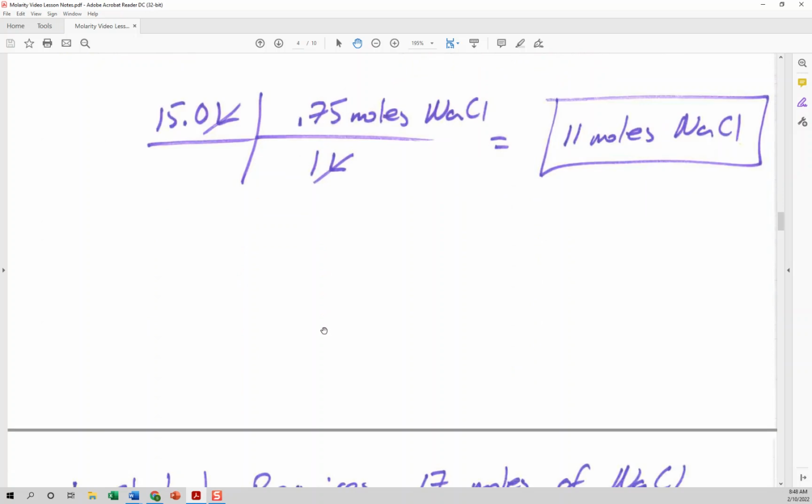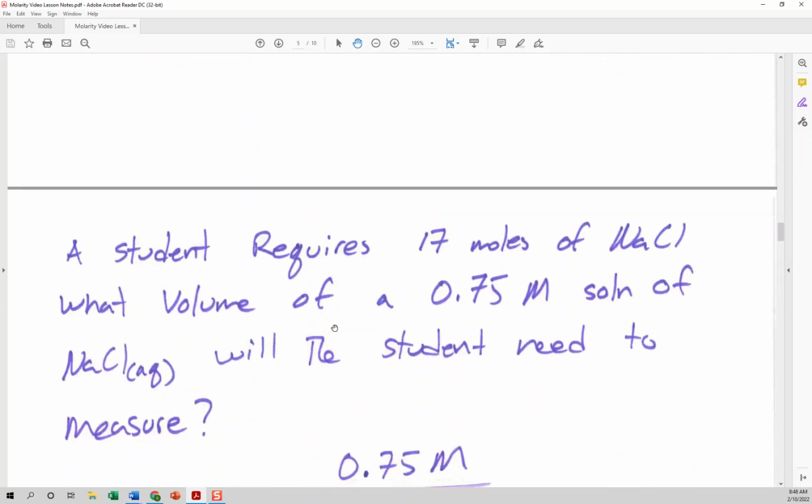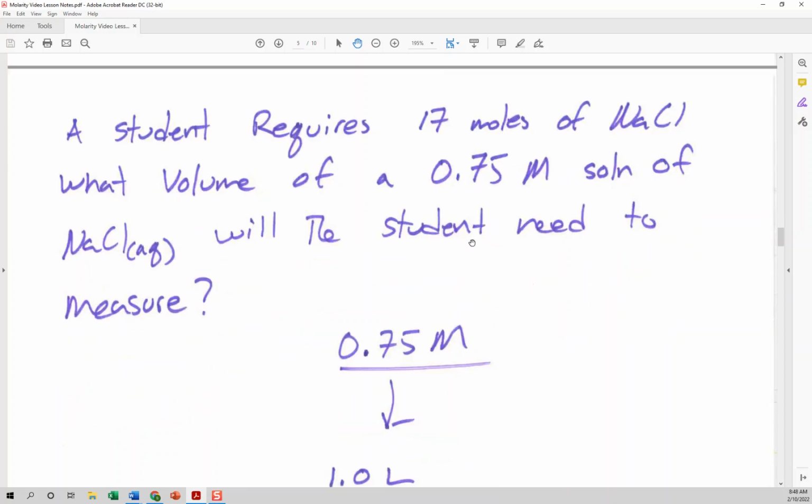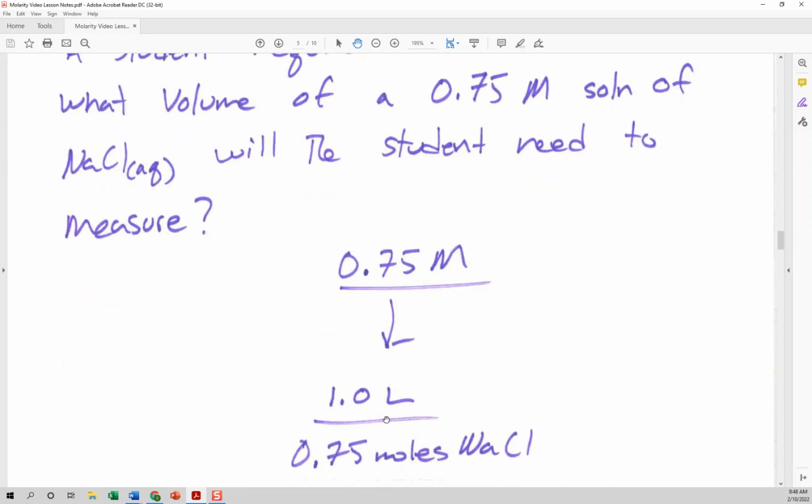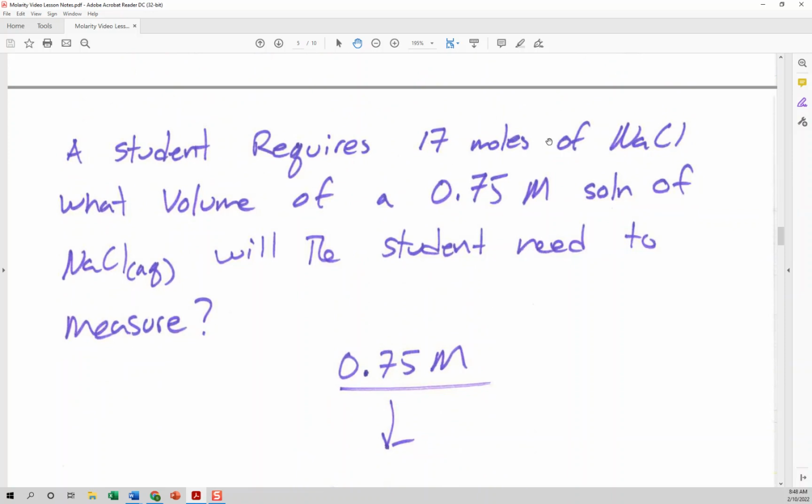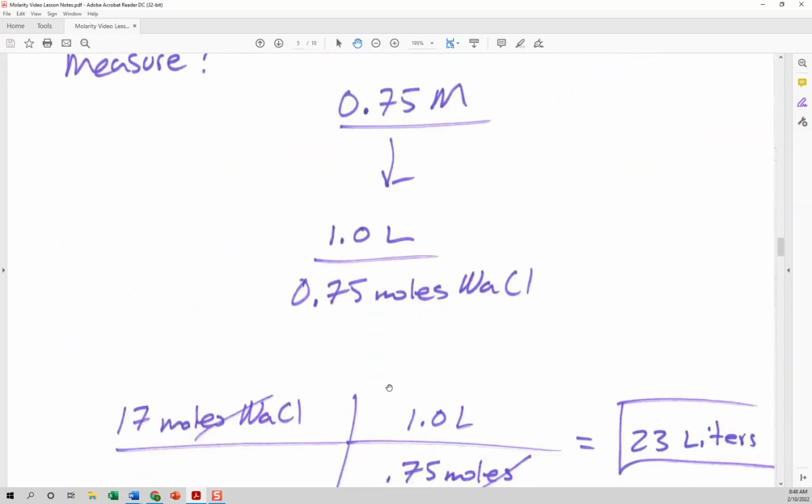All right. But what if we wanted to go the other way? So let's say a student requires 17 moles of sodium chloride, and they have a 0.75 molar solution of sodium chloride available to them. So the question is, what volume of this solution am I going to need to get 17 moles? So now I'm going to take my 0.75 molar and I'm going to interpret it as 1 liter per 0.75 moles of the solute, because I need to cancel out moles of solute. I have 17 moles of the solute, sodium chloride in this case, and I want to get liters of solution. So I'm just going to flip that ratio, okay?